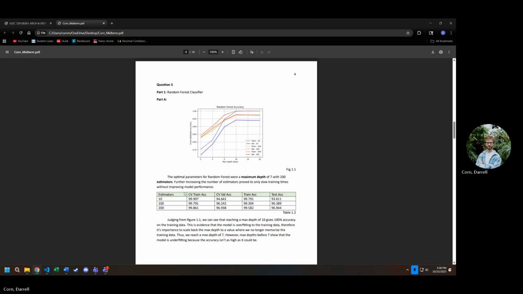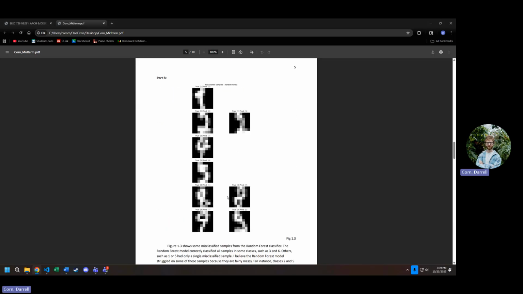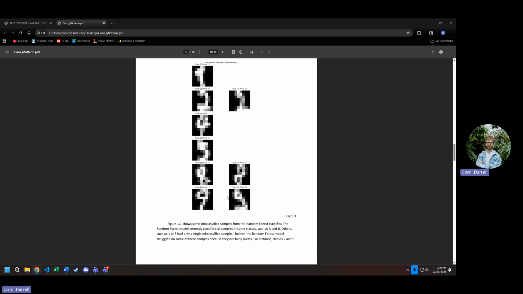Same with the fewer estimators. At 200, we have our peak, but the fewer estimators were still underfitting because we could be getting better performance still. Looking at the misclassified samples, there weren't very many. Some classes only had two misclassified samples. Some classes, such as class 3, didn't have any misclassified samples.